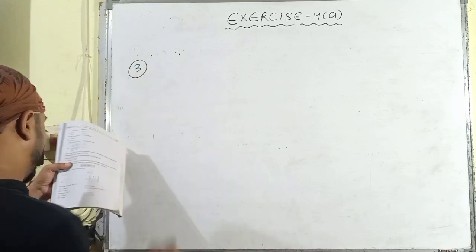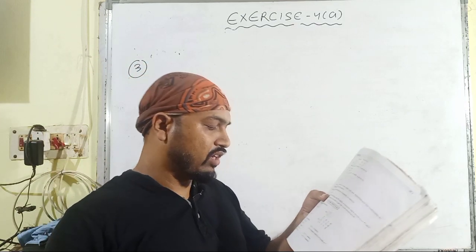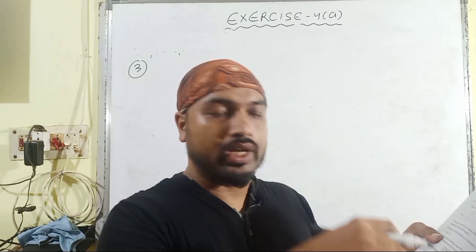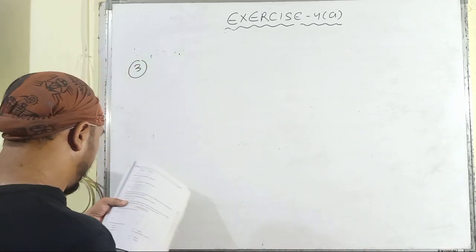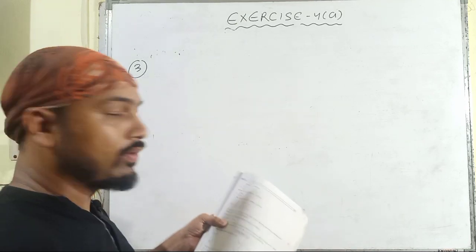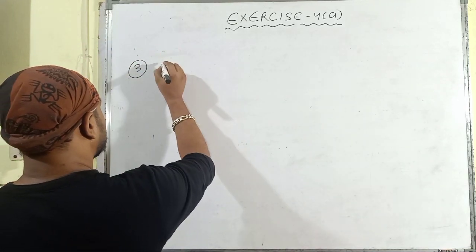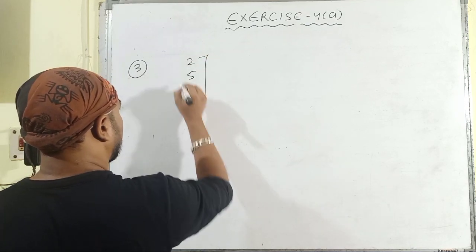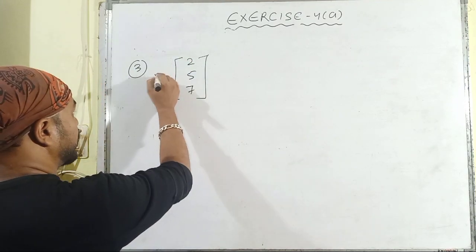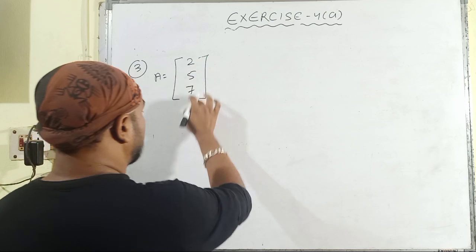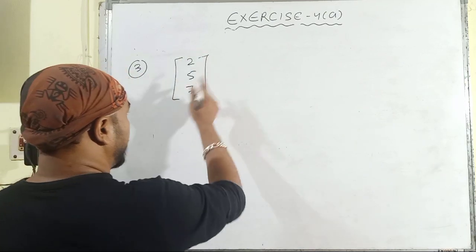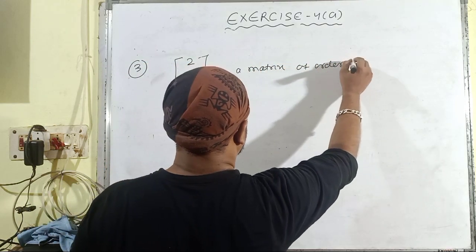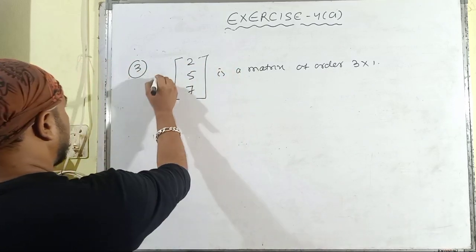Here it is number 3, and the question is that we have to give an example of matrices. The order is given to us, and we have to take an example according to the given order. The first one is a 3 cross 1 matrix. We can take 2, 5, 7, and you can also consider it as A is equal to 2, 5, 7, or generally just 2, 5, 7 is a matrix of order 3 cross 1. It is the first part.